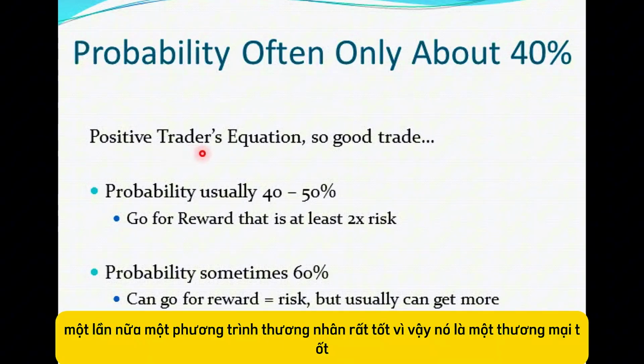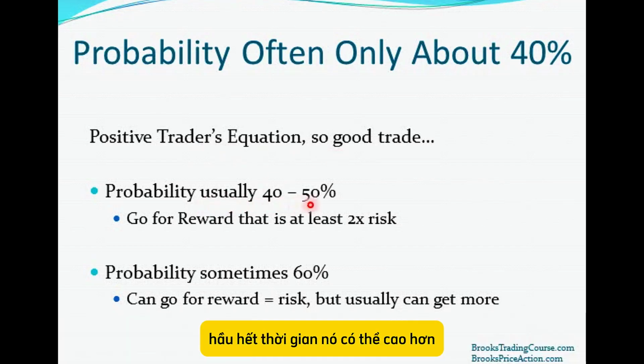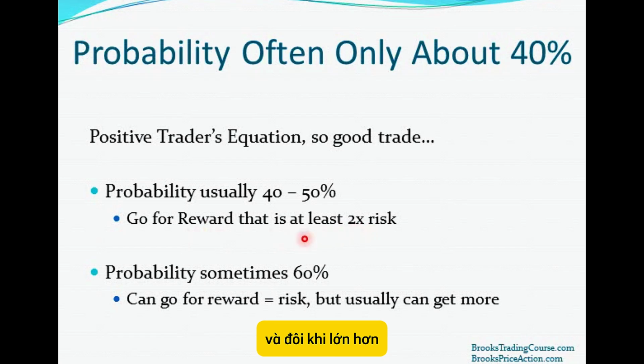Again, a very good trader's equation, so it's a good trade. The probability is 40 to 50% most of the time. It can be higher, but usually 40 to 50%. But the reward is at least 2 times the risk and sometimes greater.